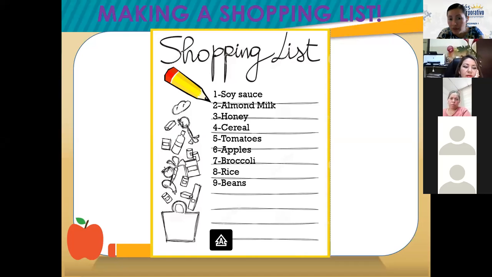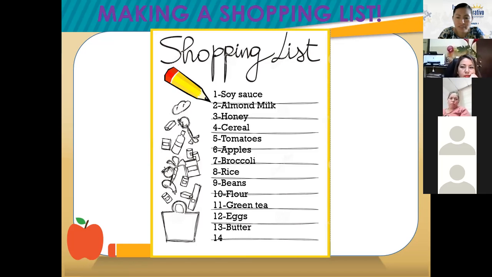Beans. ¿Quién más dijo algo, perdón? Con harina, entonces. Harina. Flour. Okay. Flour, muy bien. Green tea. Eggs. Eggs. Very good. Butter. It's true. I buy butter. A lot of butter. What else? Bread. Okay, escuché bread y escuché oil, aceite. Very good. Oil. Okay. What else? ¿Qué más? ¿Qué más vamos a comprar?